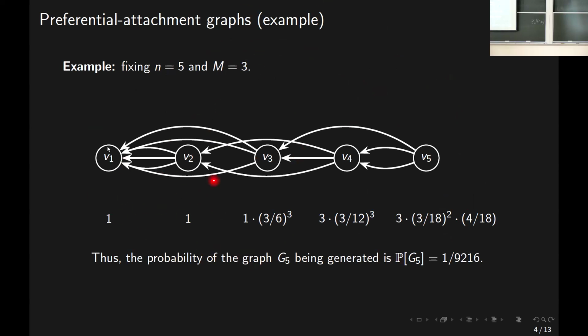Up to those vertices, it was pretty much deterministic. I didn't really have any choice but to direct all the edges from v2 to v1, so the probability is 1 up to those two vertices. For v1, the probability was 3 over 6. Since I directed 3 edges, I take the cube of that probability. Likewise, I can derive the probability for the other vertices. And the total probability using the product rule is just 1 over 9,216.